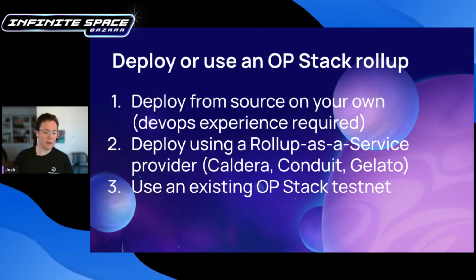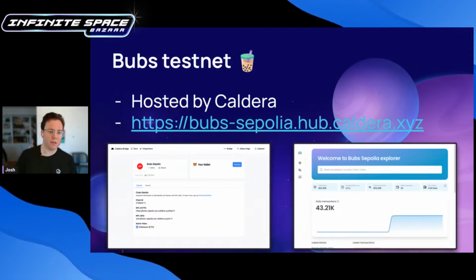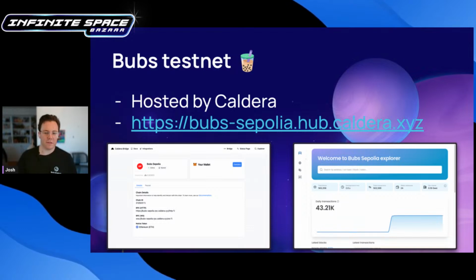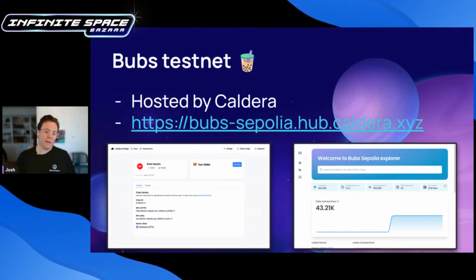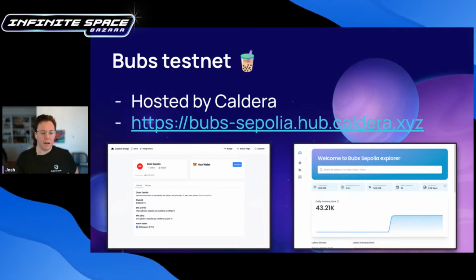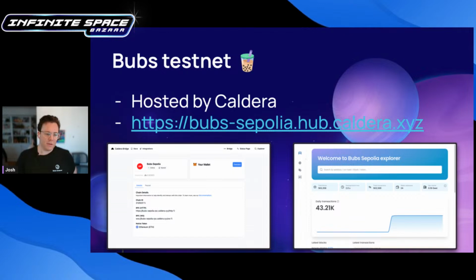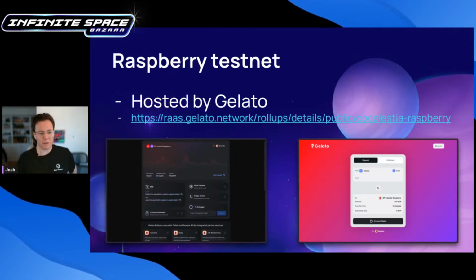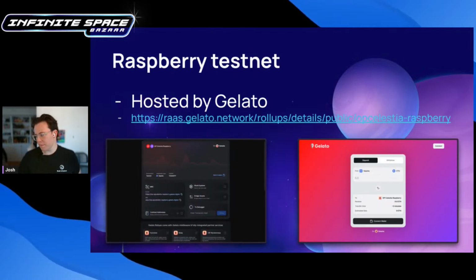Right now we have two testnets that are running. The first one is hosted by Caldera, and this is Bubs testnet. This is the original one that we had back when the integration first came up. And what you can do there is play around, use the faucet, deploy some contracts on your own, and not have to manage any of the infrastructure yourself. So this is the first and easiest way to get started with no friction. The next one is the Raspberry testnet, which is hosted by Gelato.